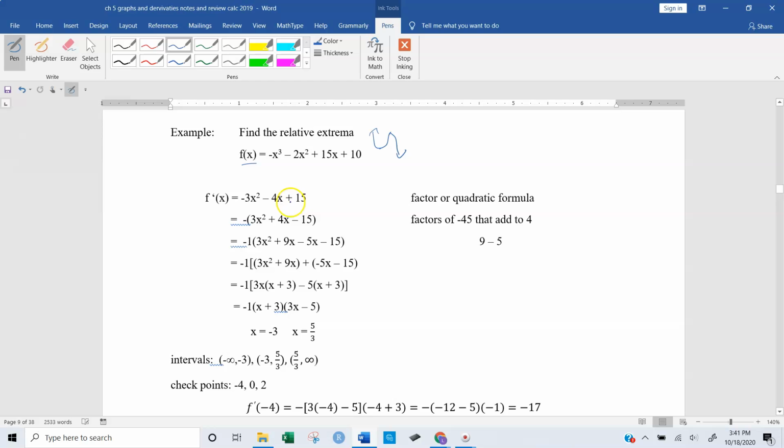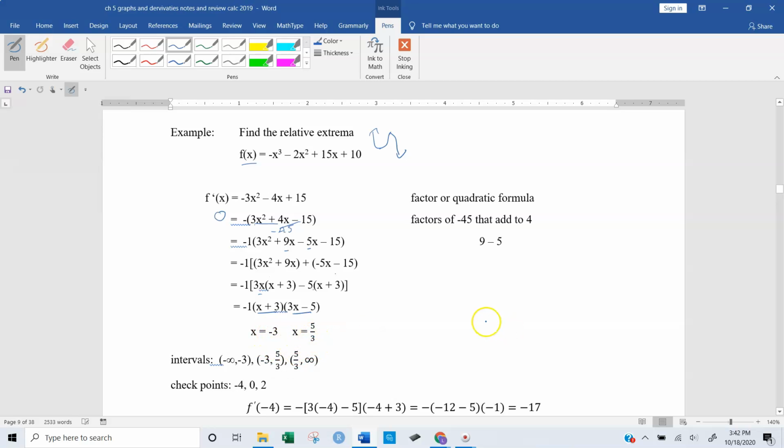So we do our first derivative. We get negative x squared minus 4x plus 15. We're going to set this equal to 0. I factored out the negative 1. Now when you multiply, that's a negative 45. Factors of negative 45 that give you 4 are positive 9 and negative 5. Do your grouping, factor out what they have in common, and we come up with x plus 3 and 3x minus 5. Setting those equal to 0, we have negative 3 and 5/3.